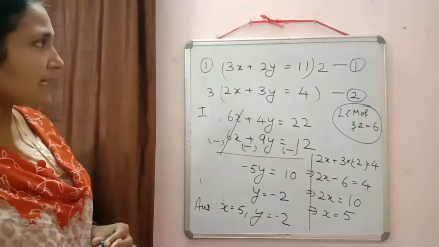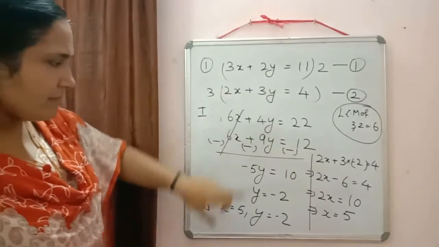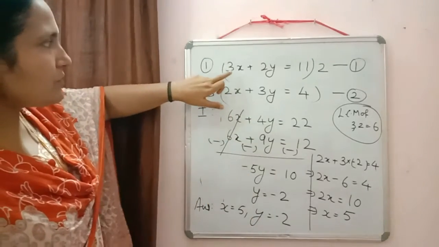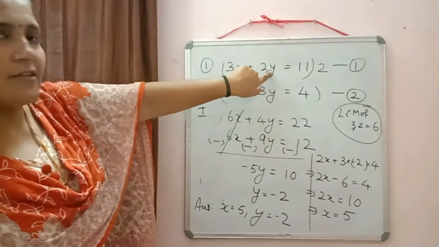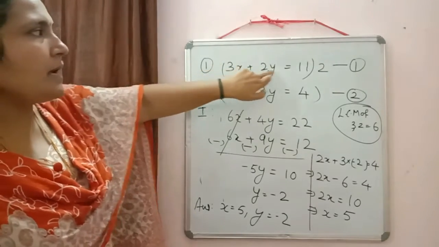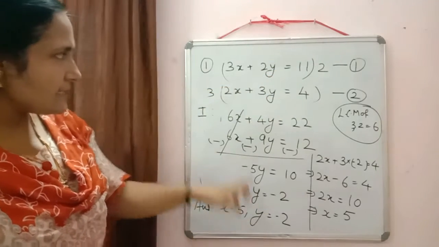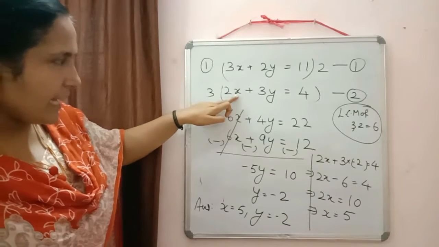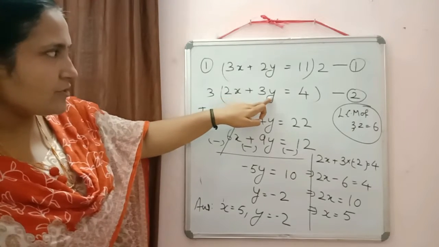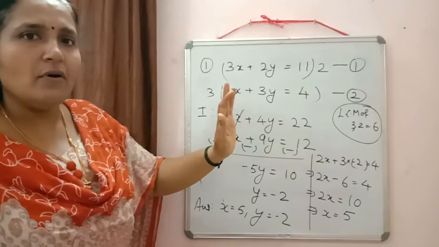If you have to check the answer, just substitute 5 and minus 2 in place of x and y. Check what will come. 3 into 5, 15, plus 2 into minus 2, minus 4. 15 minus 4 is 11. Equation 1 is satisfied. Or in the second equation, if we have to check, 2 into 5, 10, plus 3 into minus 2, minus 6. So 10 minus 6 is equal to 4.